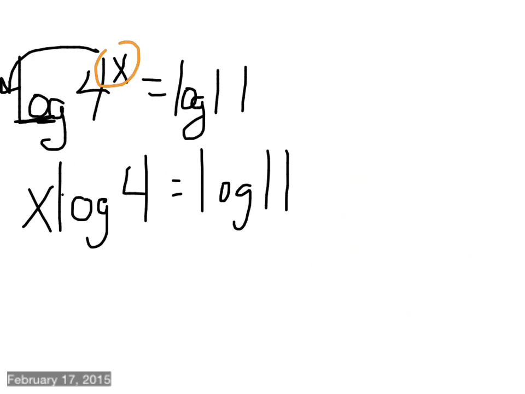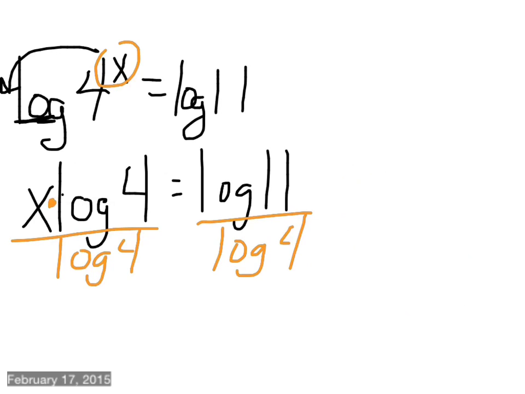Divide, because it's being multiplied, right? If there's no symbol, it's understood to be multiplication. So therefore, I'm going to divide both sides by the log of 4. Now, here's what does not happen. Unlike most of your math that you've had so far, the logs themselves do not cancel out, and your answer is not 11/4.